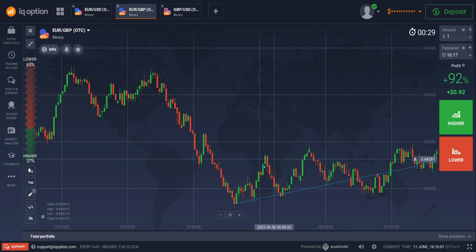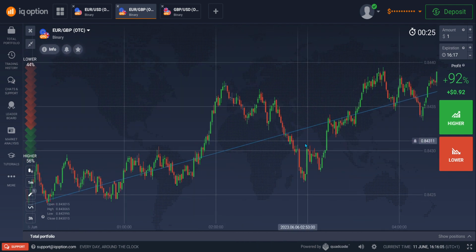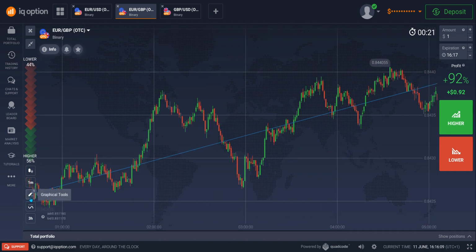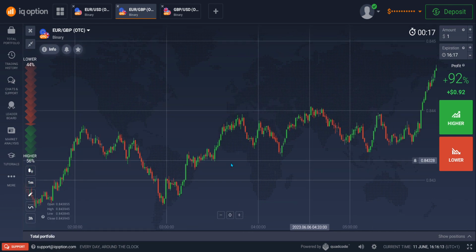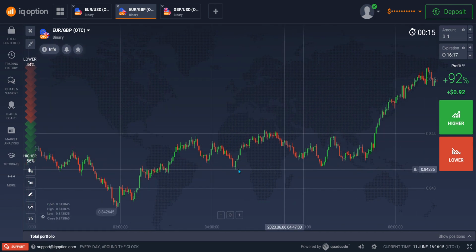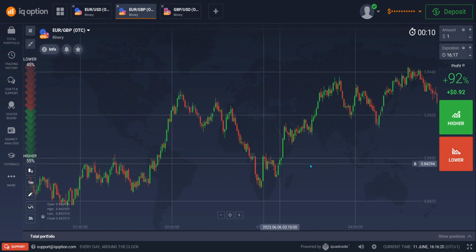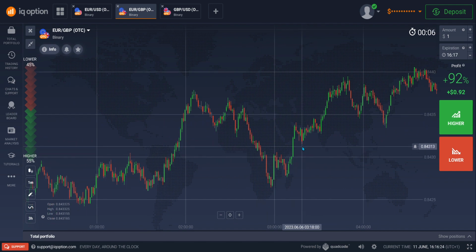Okay, let's take another example, maybe using a downtrend this time. Like I said, two touches at least, and you get a strong level. Okay, now let's use this. This is still an uptrend. Let's use a downtrend this time.